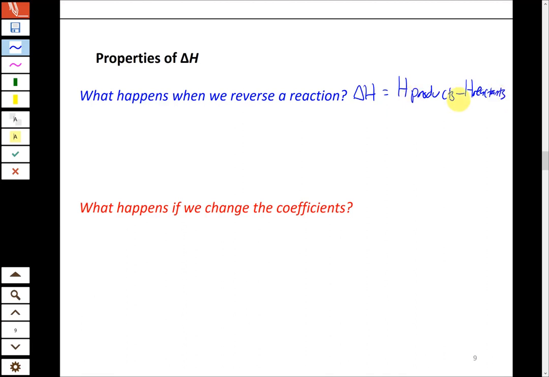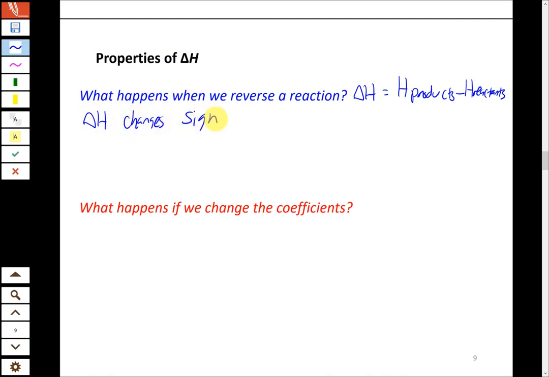So if we swap the products and the reactants, if the products become the reactants and the reactants become the products, we just switch the whole direction of the reaction, then we're just going to change the sign of delta H, because now this whole thing is just going to be the opposite of what it was. So when we reverse a reaction, delta H changes sign.